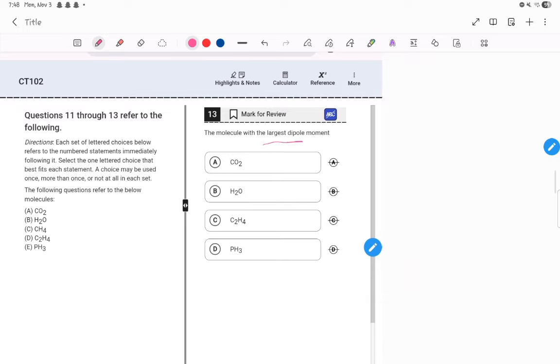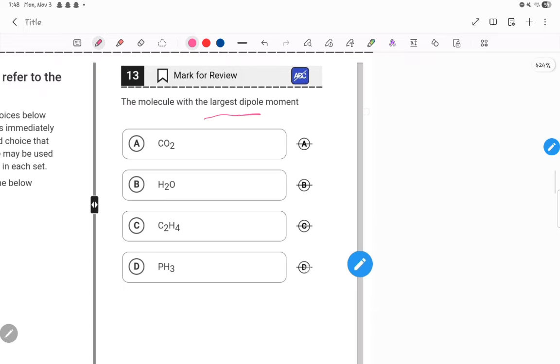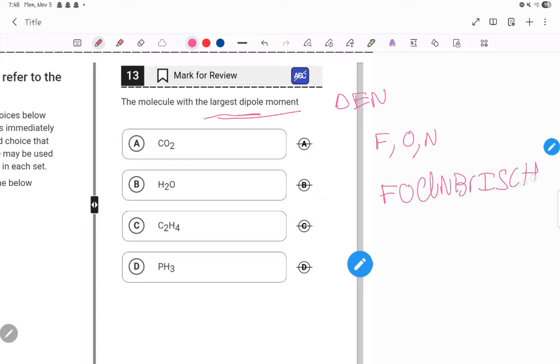Directly, when you think of largest dipole moment, you think of delta EN, and you think of the ones with the highest electronegativity. So the highest electronegativity are fluorine, oxygen, nitrogen. Or you could follow the Fajans-Kossel rule, okay? Now, carbon and oxygen, it works out. However, oxygen and hydrogen are farther from each other, so they have a larger dipole moment. Carbon and hydrogen are close. Phosphorus is not here, so we will not include it. So, which is the answer? The answer is going to be H2O.